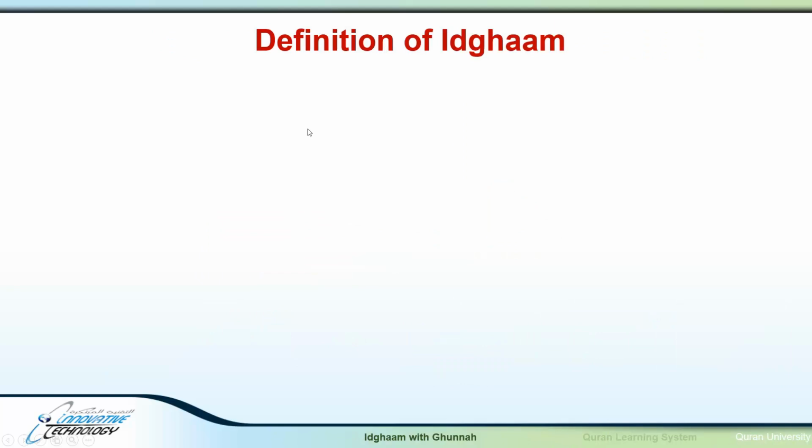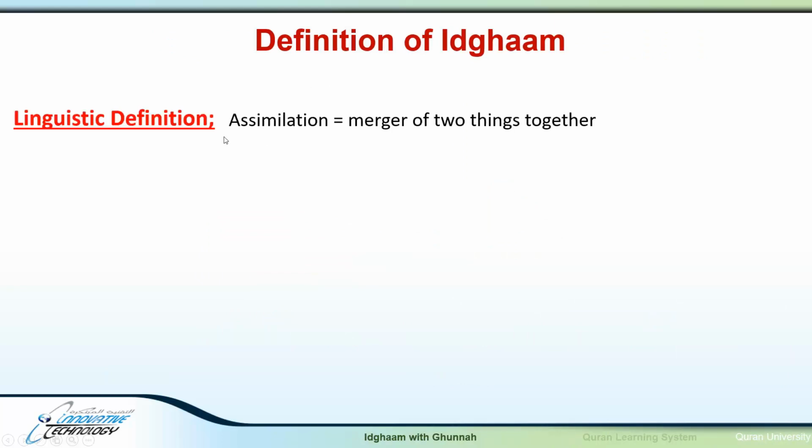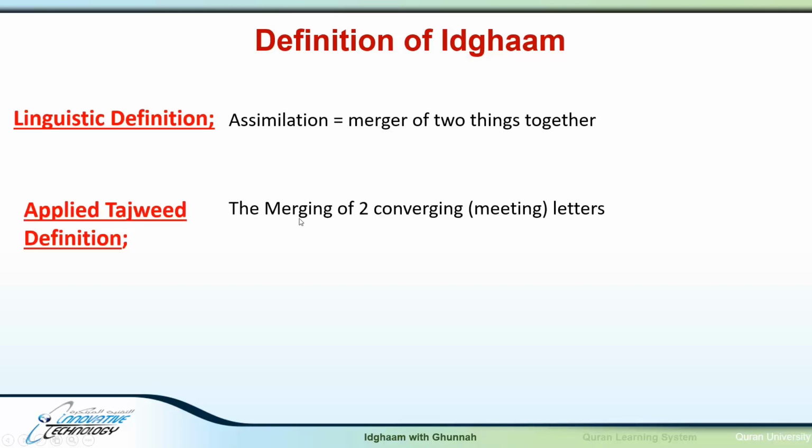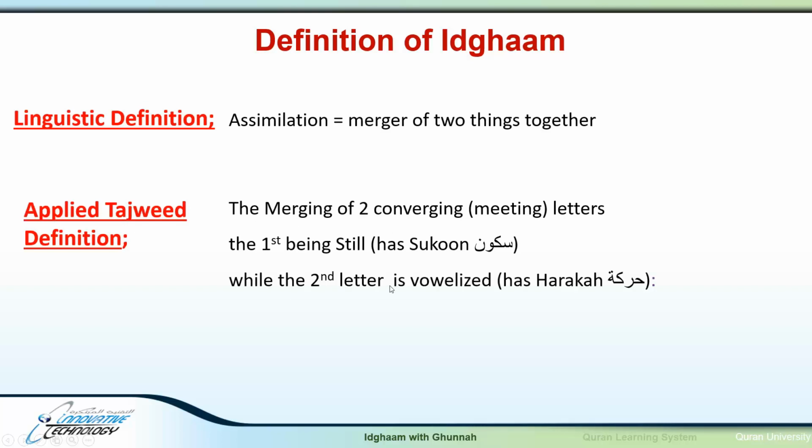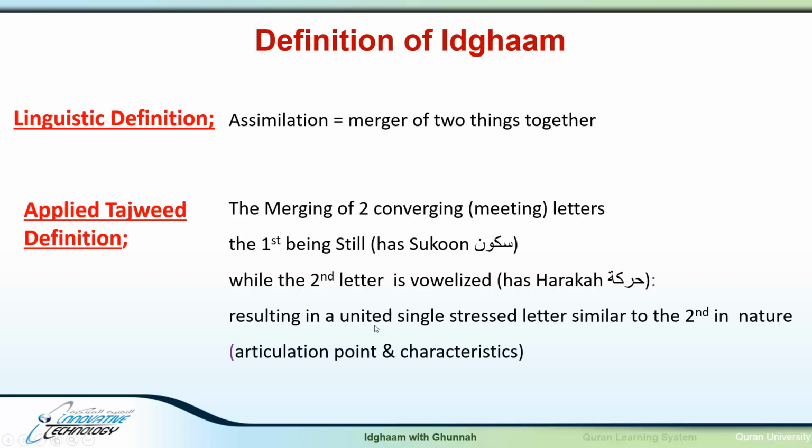And with that example in mind, we can now understand the definition of idgham. Linguistically, idgham means assimilation or a merger of two things together. While in Tajweed, the applied definition, it means the merging of two meeting letters, the first being still, has sukoon, and the second is vowelized, has haraka, resulting in a single united stressed letter similar to the second in terms of its articulation and characteristics.